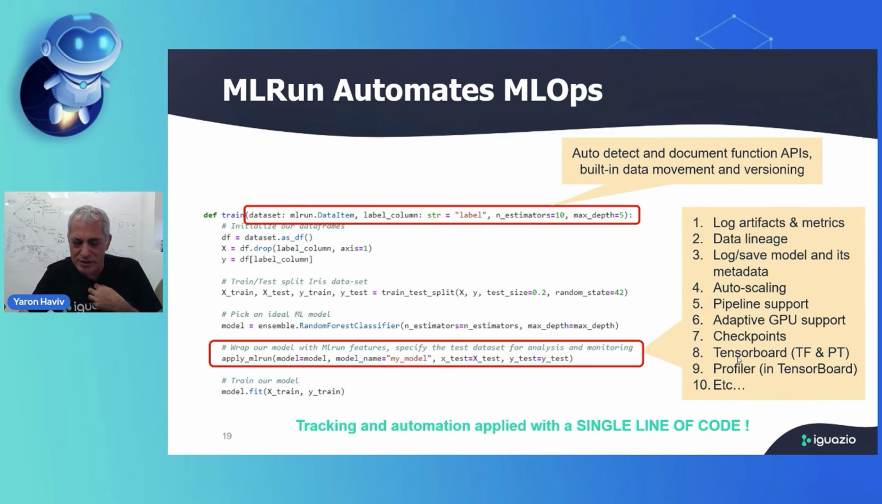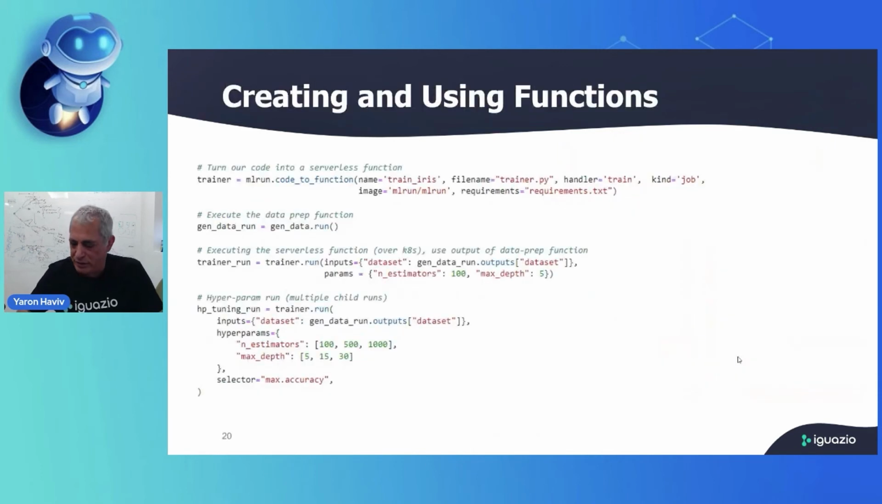So the general idea is that as a data scientist, you just add one line of code, no need for instrumentation from that point onwards. All that is happening automatically. How to use that function? It's relatively easy in MLRun.